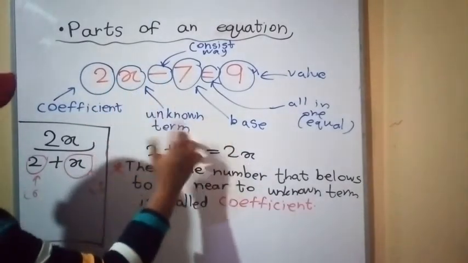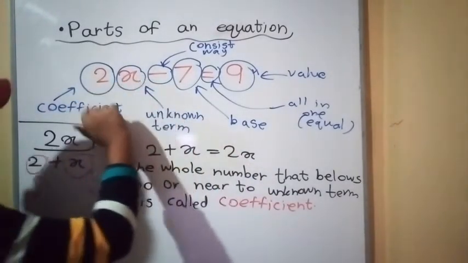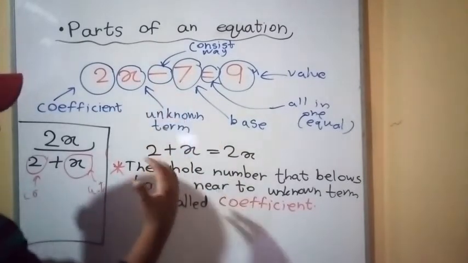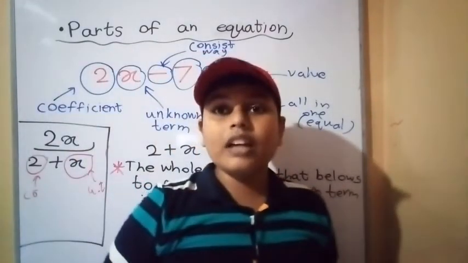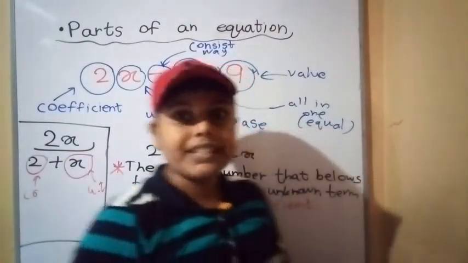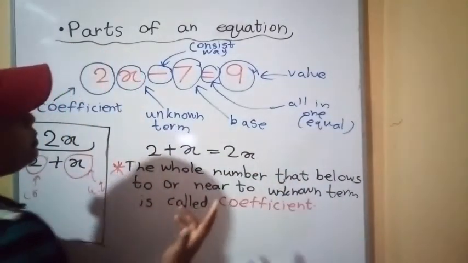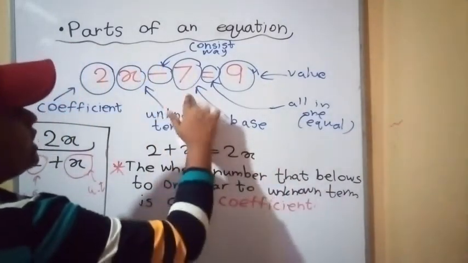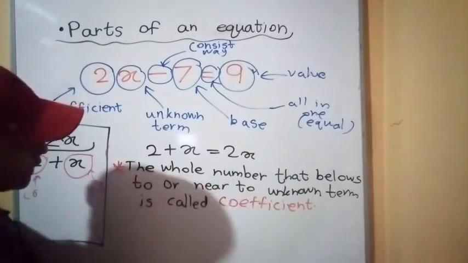Now x is the unknown term. In 2x, that 2 means coefficient. This means the consistent way, where they have another one: multiplication, addition, division. That is a consistent way. Now this one is base.